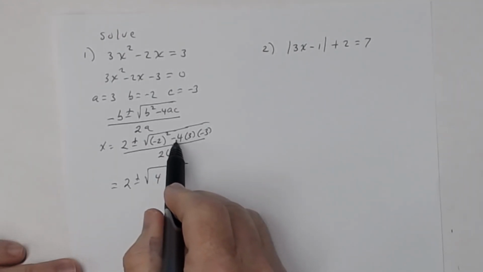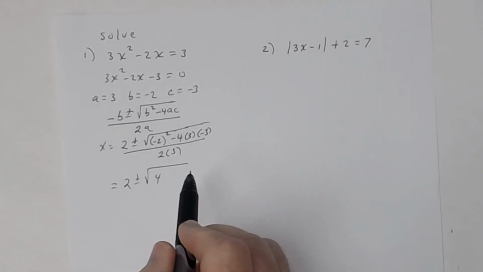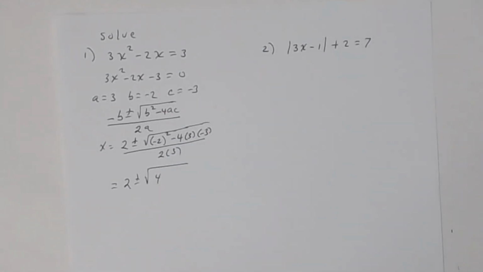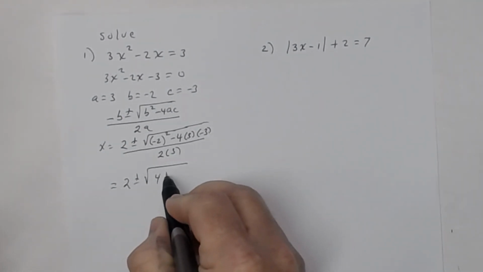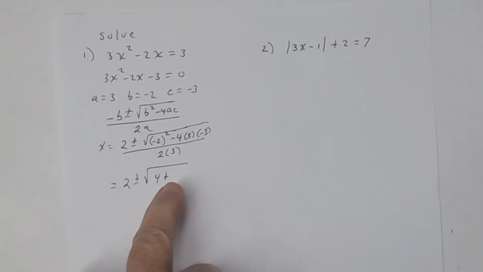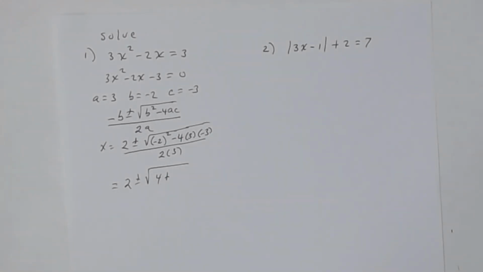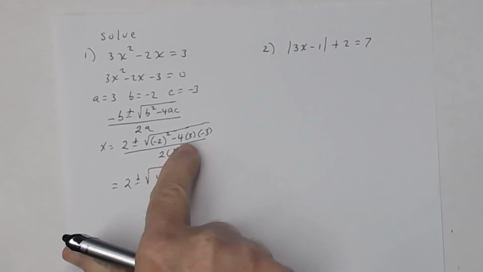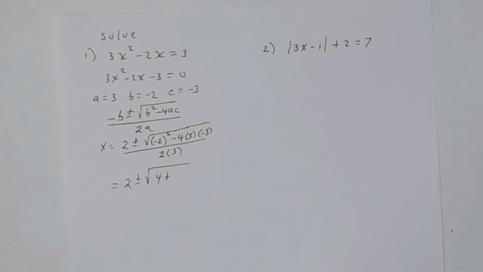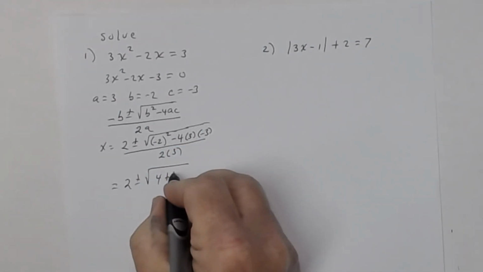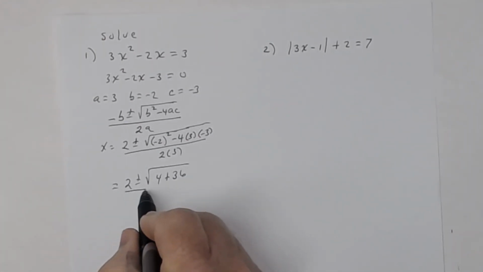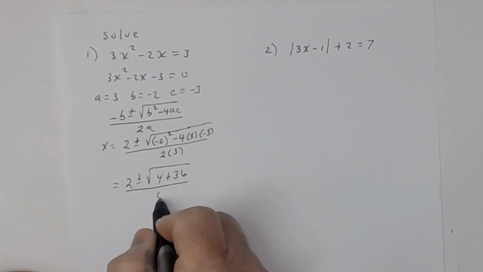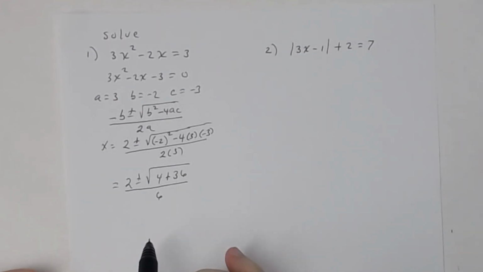And then a negative 4 times 3 times a negative 3. Use your calculator if you have to. So remember, a negative times a positive times a negative is going to be a positive. So I'm going to be adding that number to 4. And then when you multiply negative 4 times 3 times negative 3, you're going to get 36. So I get 4 plus 36. All that is being divided by 2 times 3, which is 6. So that's the next thing you would write.